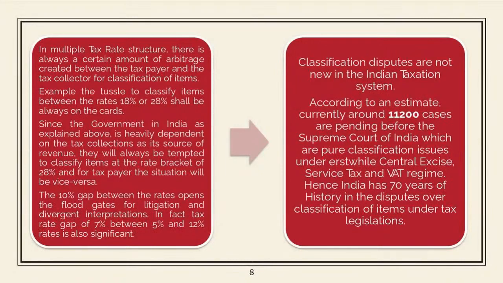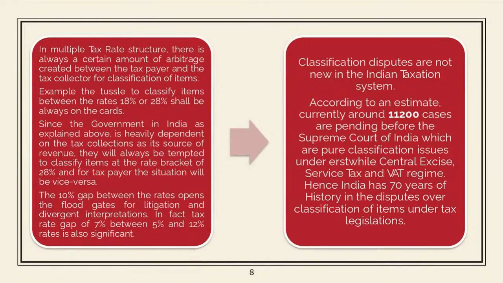If you see, there are five. There is a 5% tax slab as well, a 12% tax slab as well, 18% and 28%. So then it becomes very important, because nobody in the industry wants to fall under the highest tax bracket. I would say, when we talk about multiple tax structure systems, there is always a certain kind of arbitrage which is created between taxpayer and tax collector for a classification of items.